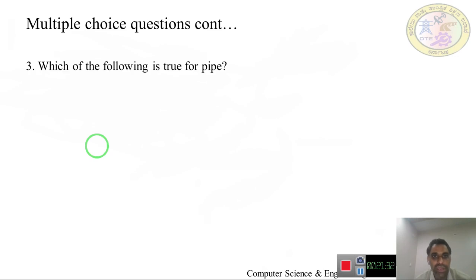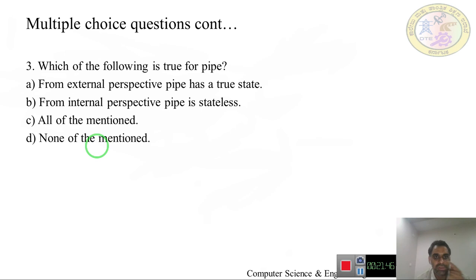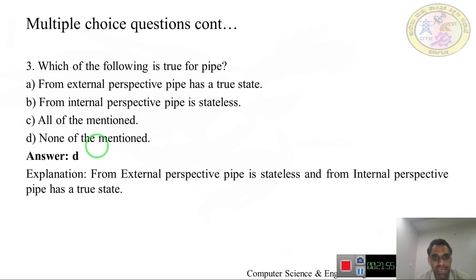Then which of the following is true for pipe? From external perspective, pipe has a true state. From internal perspective, pipe is stateless. All of the mentioned or none of the mentioned. So which one do you think it is? It is none of the mentioned. Why? Because see, it is vice versa. From the external perspective, pipe is stateless, and from the internal perspective, pipe has a true state. Right? So exactly opposite. That's why option D, none of the mentioned, would be the correct answer.